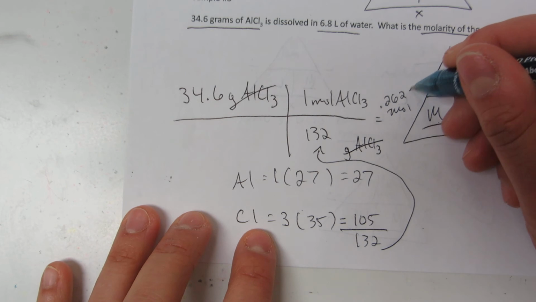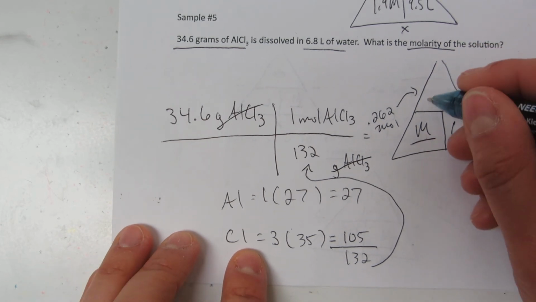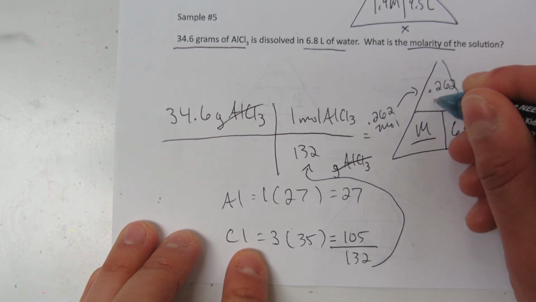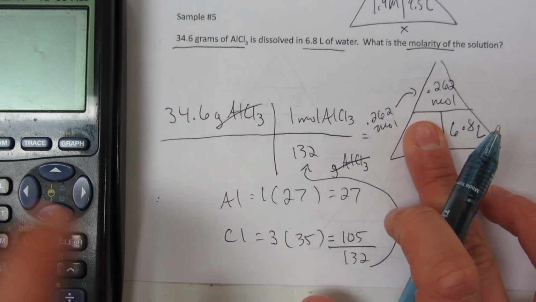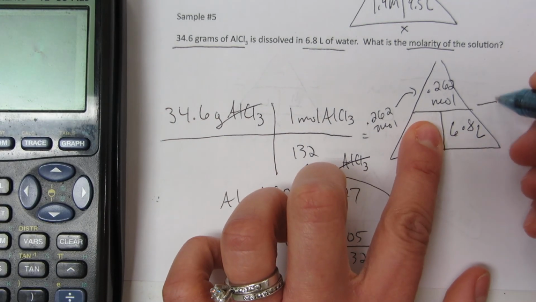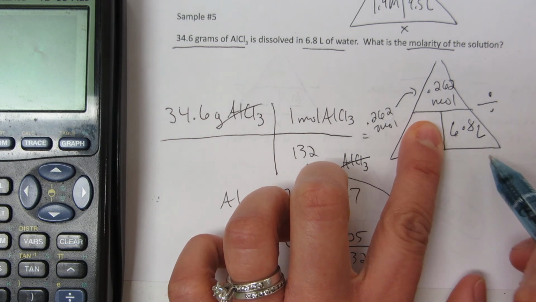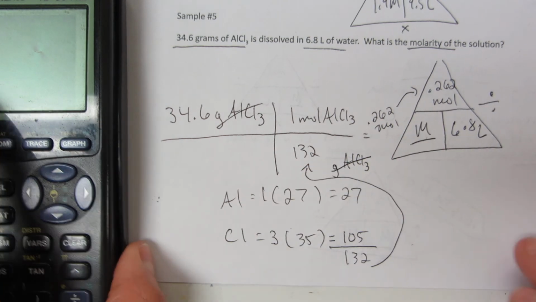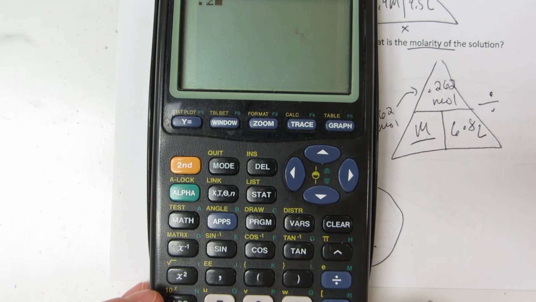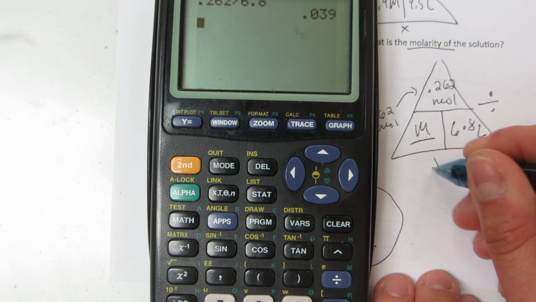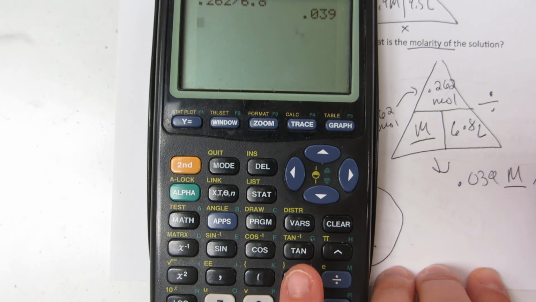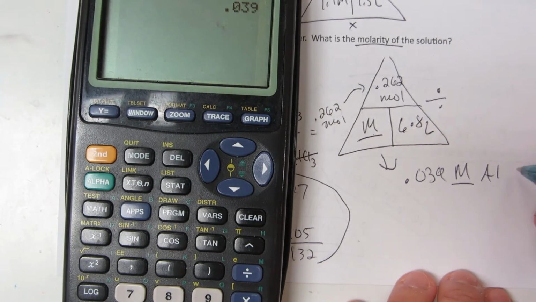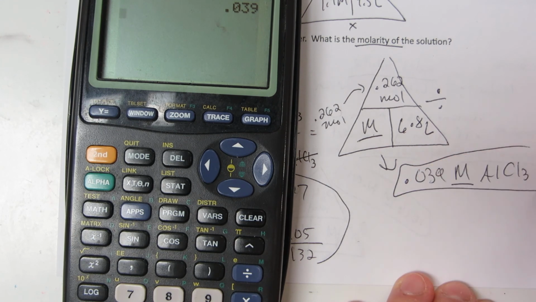That is what's going to go into our triangle equation. So now we have our equation set up. We can figure out molarity now. We are going to divide 0.262 by 6.8 because they're on top of each other. So 0.262 divided by 6.8. So your molarity is 0.039 molar AlCl3.